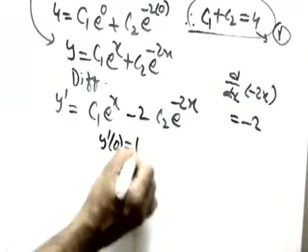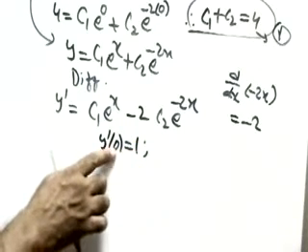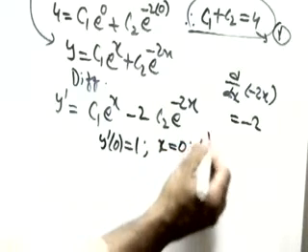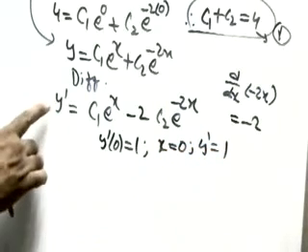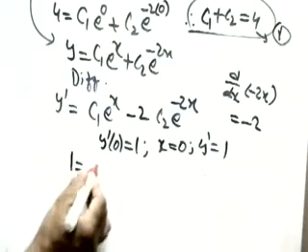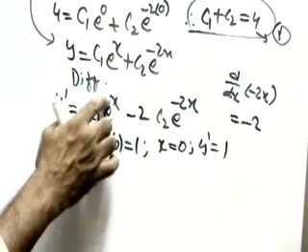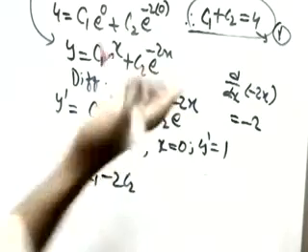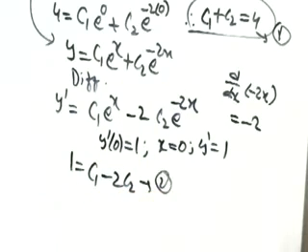So now let me use the condition y dash of 0 equals 1. That means when we keep x equals 0, y dash is 1. Now let me substitute this here. y dash is 1, so 1 equals c1 e power 0, which is 1, minus 2c2 e power 0, which is 1. Let me note this one as 2.